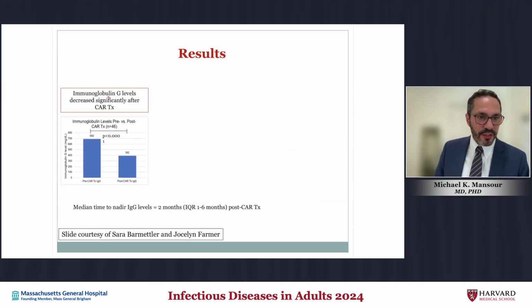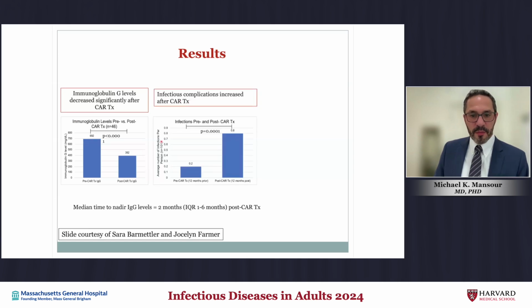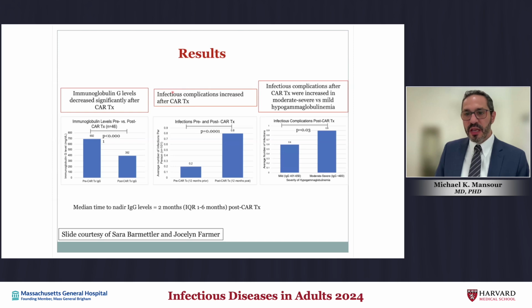And so they did actually do that. IgG levels decreased after CAR T cell therapy. They correlated that with an increase in infectious complications. And those infectious complications were increased when you saw really severe levels of IgG less than 400.